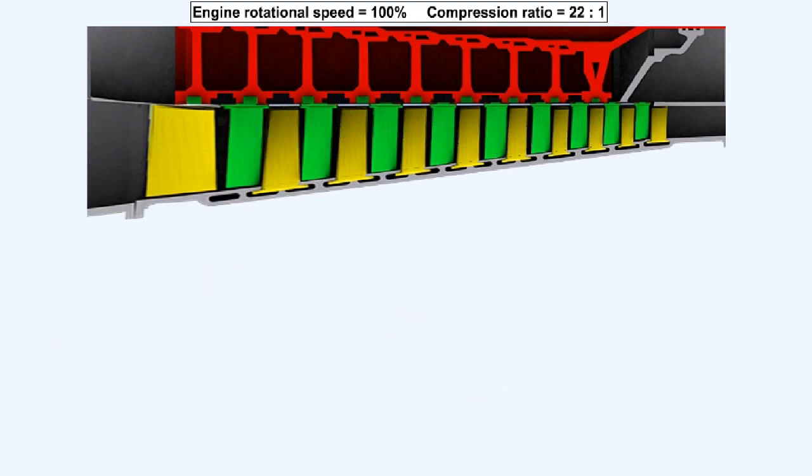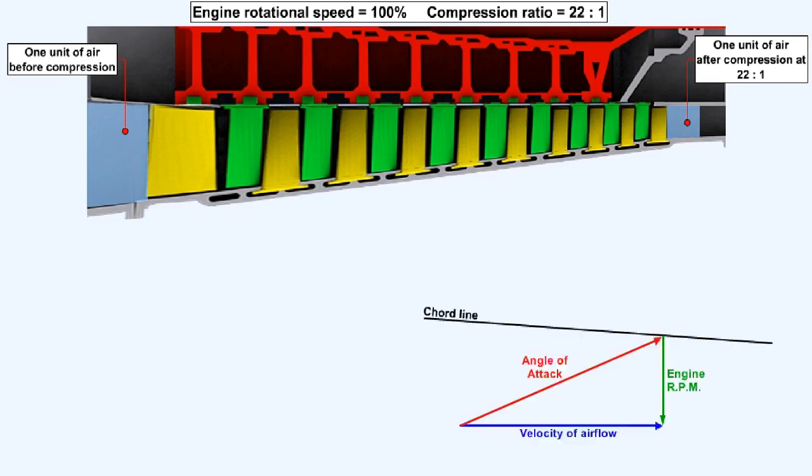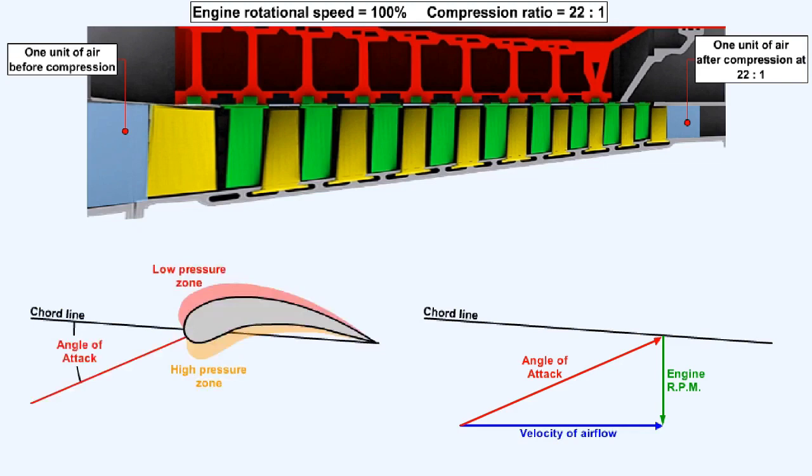If the compression ratio of this particular compressor is designed to be 22 to 1 at 100% engine RPM, then this diagram depicts the volume of a unit of air under normal compression reducing as it passes through the compressor at 100% power. The vectorial relationship between the engine RPM and the airflow axial velocity will give this angle of attack over the rotor blade, and these pressure zones, which are the optimum that would occur at the design point. The design point is that point in the engine's performance criteria where it's operating at its optimum compression ratio, RPM, and air mass flow.